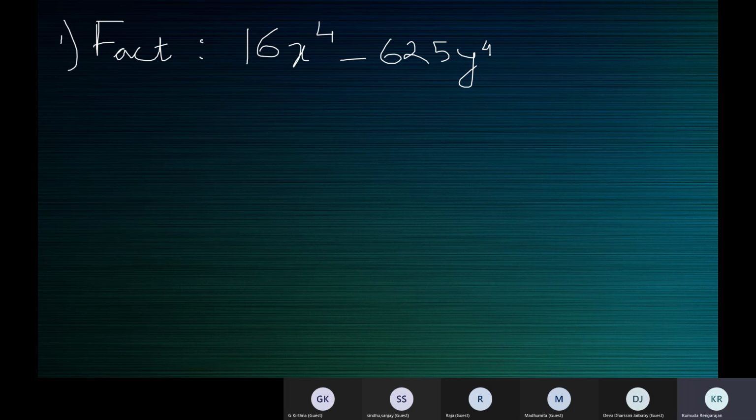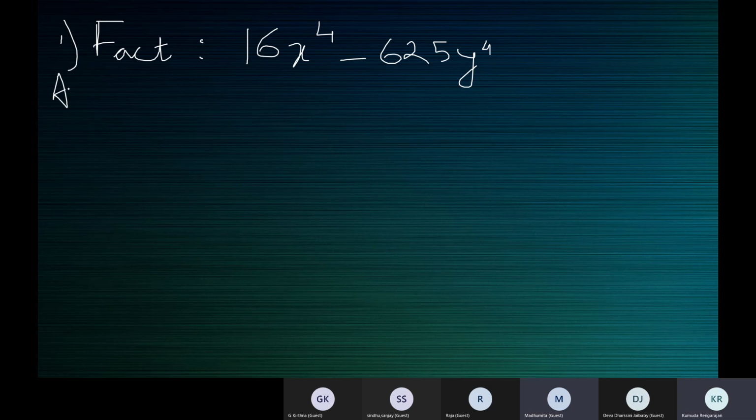What's the first step? Let's do this one together. What is the first step? Ma'am, we should change it to the form a square minus b square. Yeah. So the expression fits into which identity? A square minus b square is equal to a plus b into a minus b, ma'am. Perfect. Yes.